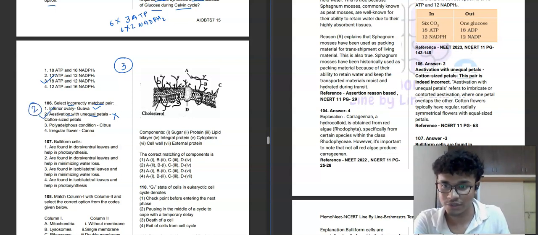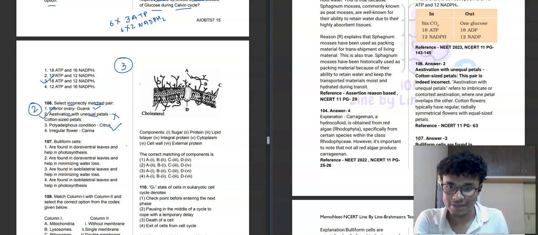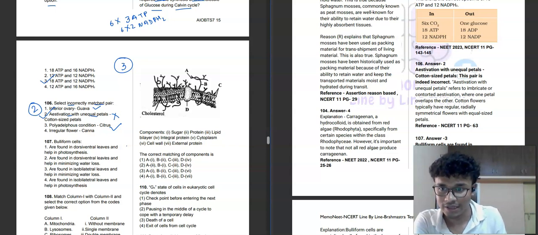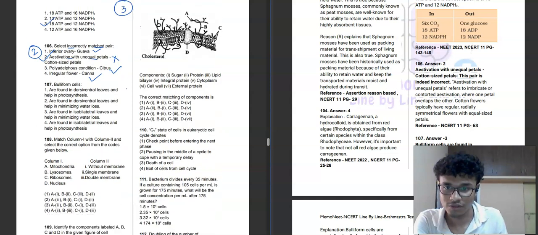Moving towards the other options, polyadelphous condition is present in citrus. It is correct. What does polyadelphous condition mean? It means that stamens are united into 2 or more bundles. That's why it is called polyadelphous condition. The last option says irregular flower is present in Cassia. It is also correct. So the second option will be our correct answer. Moving towards the next question.